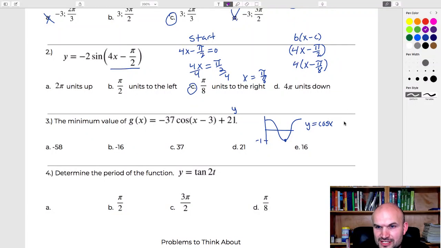Now, if I change this to y equals 2 cosine of x, you can see that now the graph is going to go up to 2 and then down to 2. So the amplitude, remember, the number in front tells you how high and how low the graph is going to go.